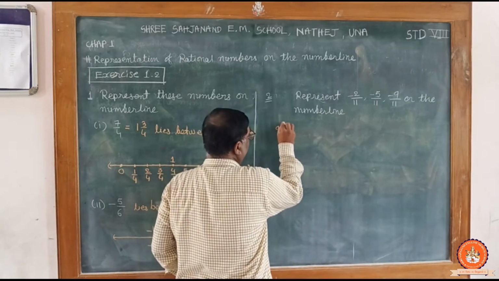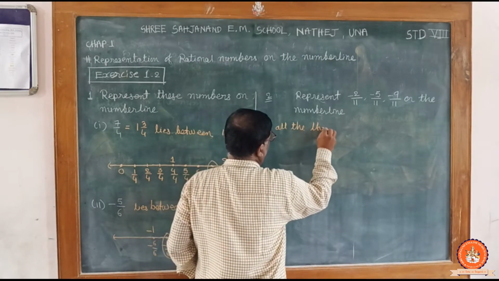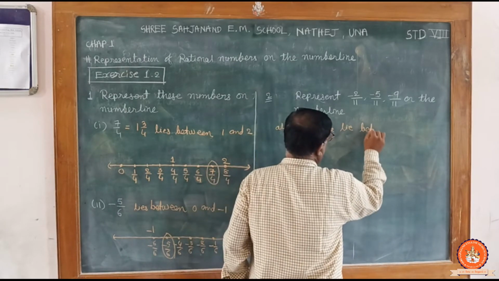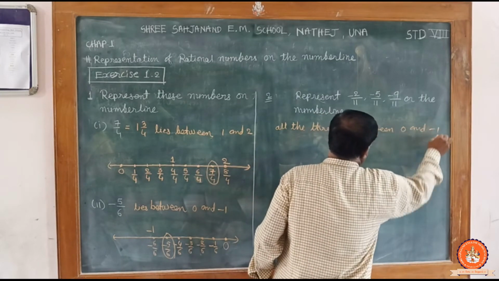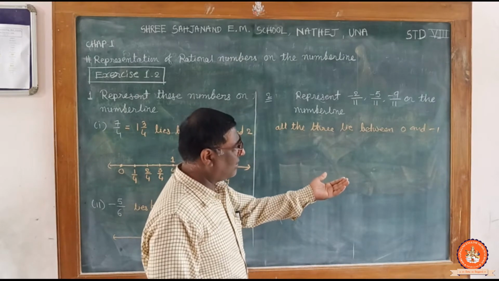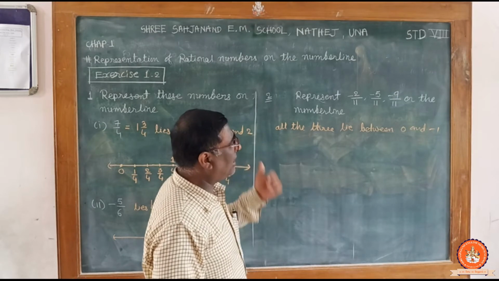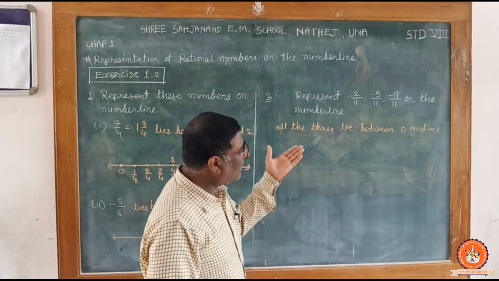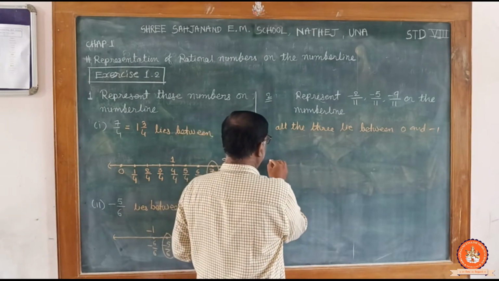So all the 3 lie between 0 and -1. All the 3 are negative, which means they lie to the left hand side of 0. And being proper fractions, they lie between 0 and -1. Okay, so we will start.